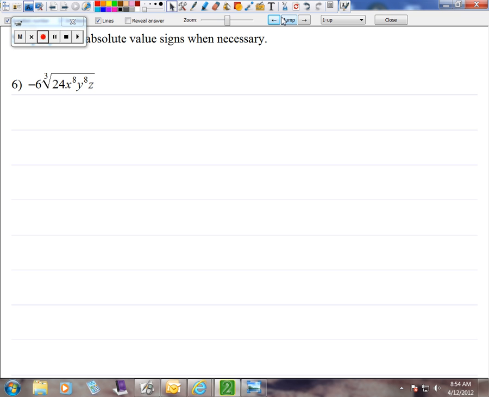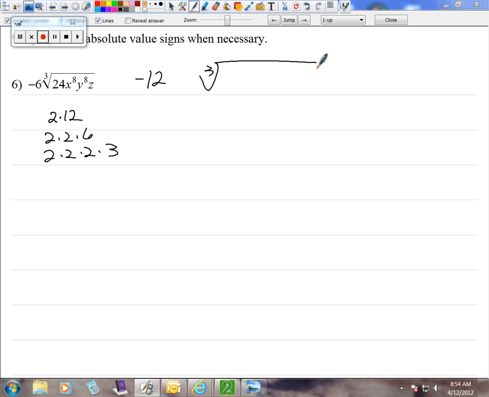Okay. 24. Right? So what comes out for the 24? 2. And then you take that times the negative 6. Okay. So you'll have a negative 12. And what stays inside for the 24? The 3.